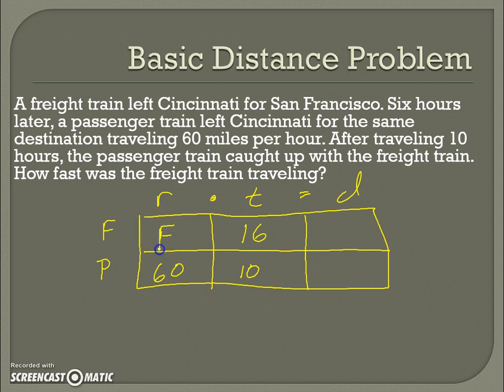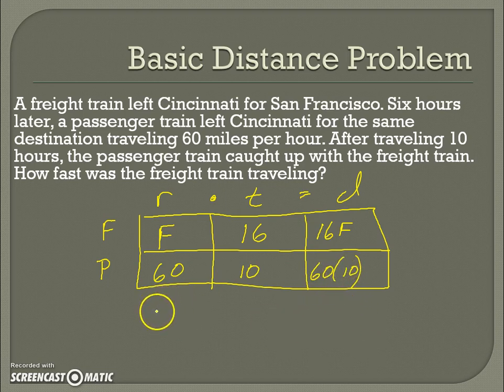Now, that's how my table sets up, so let me go over that again. The rate of the freight train is what I'm trying to find. The time was 16 hours. The way I found that was that the passenger train traveled for 10 hours, and the freight train left 6 hours before the passenger train. So that's got to be 16 hours total. The rate of the passenger train is given, and so I take these things and I find my distance. So the speed times time will be the distance of the freight train. And then here I get 60 times 10 is the distance of my passenger train.